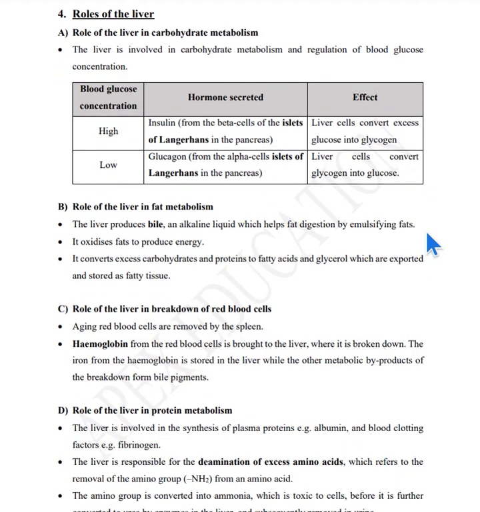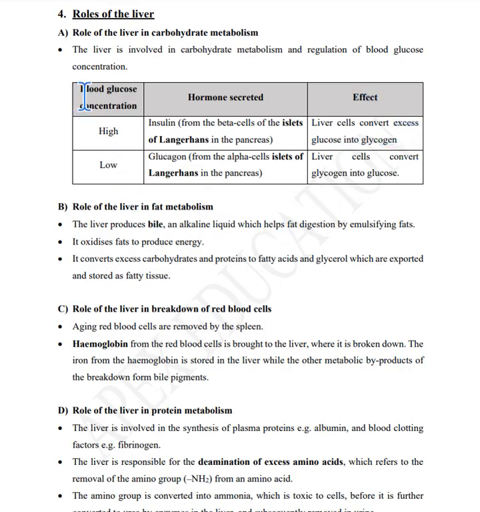This is super important. All of you must know what the important roles of the liver are. When the blood glucose concentration is high, insulin will be secreted from the cells of the islet of Langerhans. You need to tell me it is the islet of Langerhans, and you need to know the effects of it. What does it do? It converts excess glucose into glycogen. You need to know that.